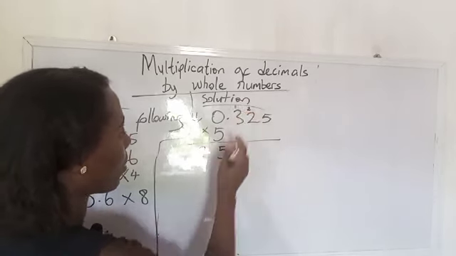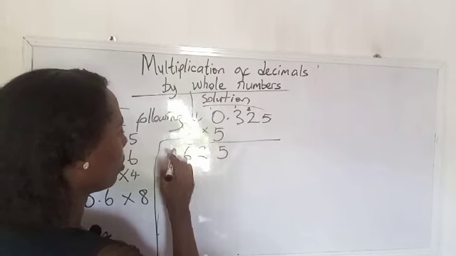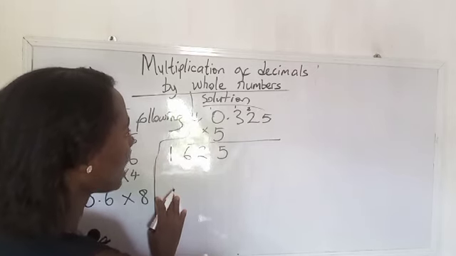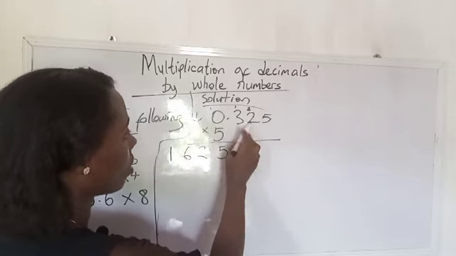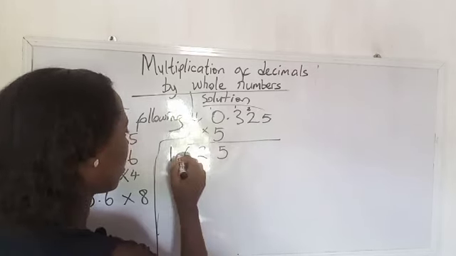5 times 0 is what? 0. Plus 1, 1. Now, how many decimal places do we have? 1, 2, 3. So this becomes my final answer. My final answer becomes 1.625. Alright, let's see number 2.